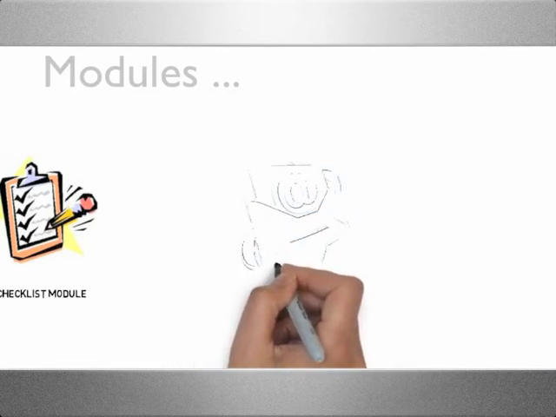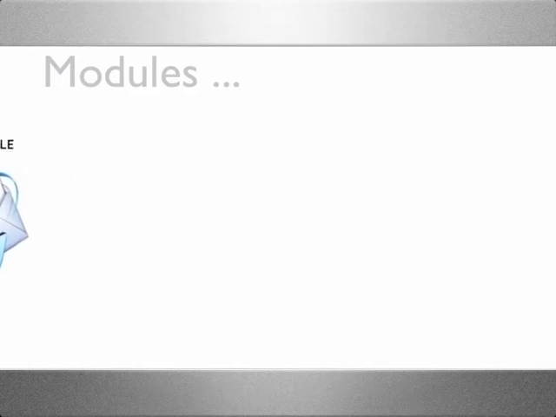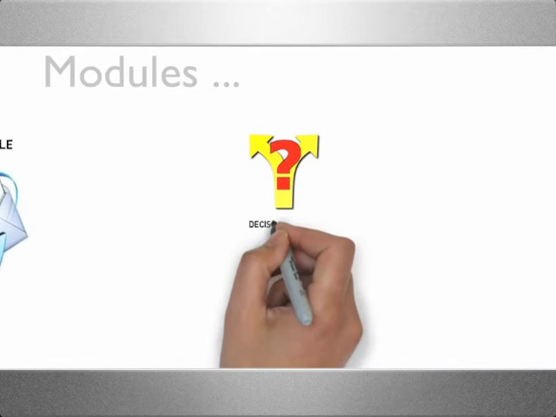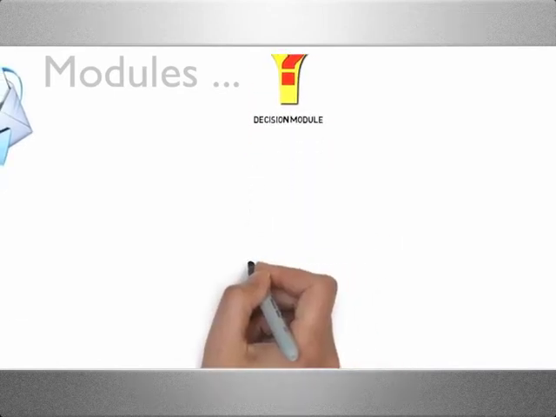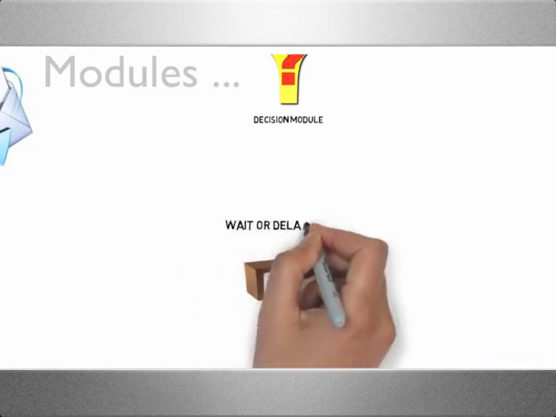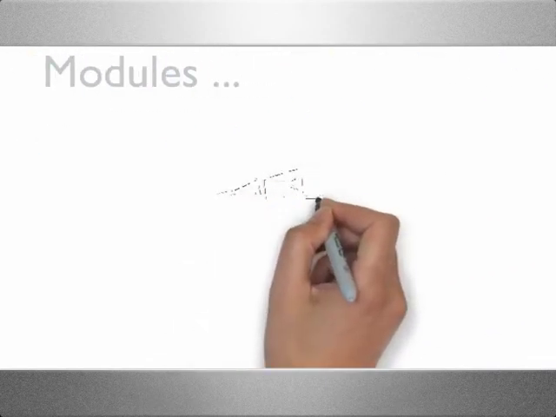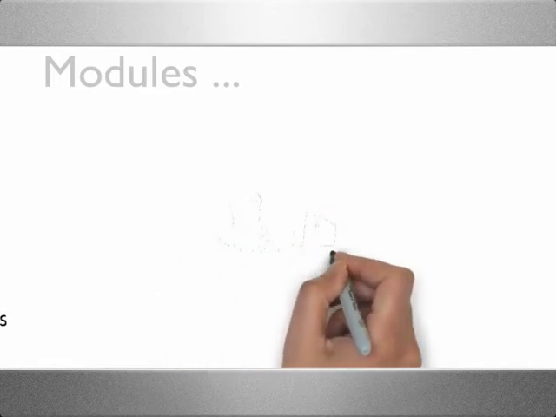Another very important module is our email module. It allows us to send single or batched emails of predefined templates to all of our relevant contacts. A decision module allows the REDFlow to make intelligent decisions based on given criteria for that module. Our wait or delay module allows any given procedure to pause or to delay, waiting for specific information. Another very important module, of course, as we mentioned earlier, is our documents and PDFs module. That allows us to store all types of documentation.